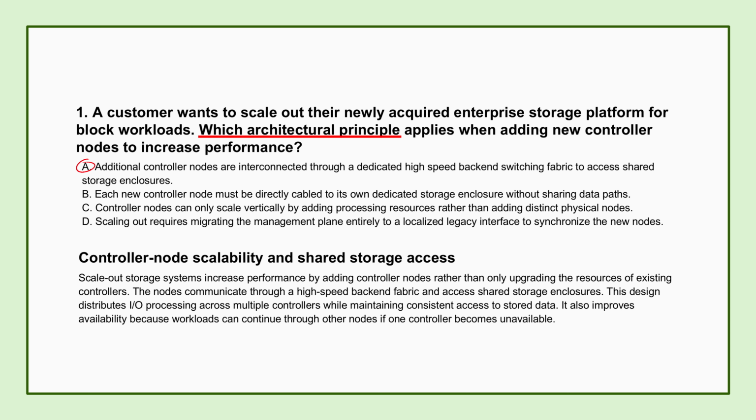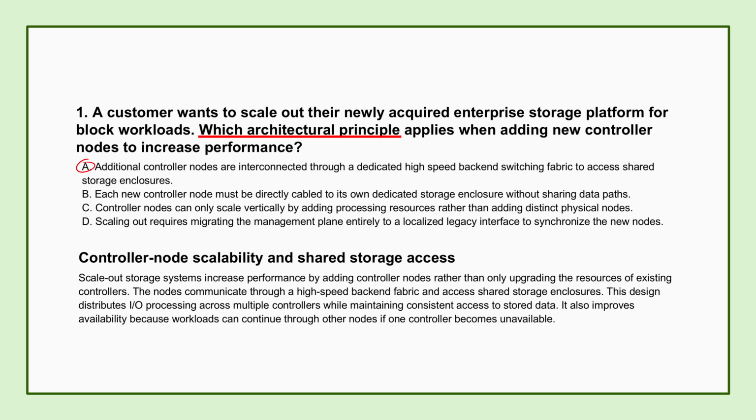So if I can visualize this, is this essentially like adding more toll booths to a massively congested highway? The booths represent our new controller nodes. Yeah, that's a good way to look at it. You add the booths to process cars faster. But you have to maintain a massive multi-lane road behind those booths, which is the back-end fabric, so that every single car, regardless of which booth it went through, can still park in the exact same giant parking lot, which is the shared storage. Yes, exactly.